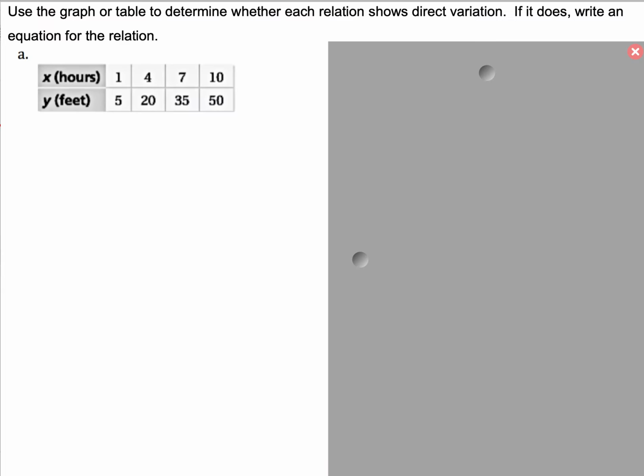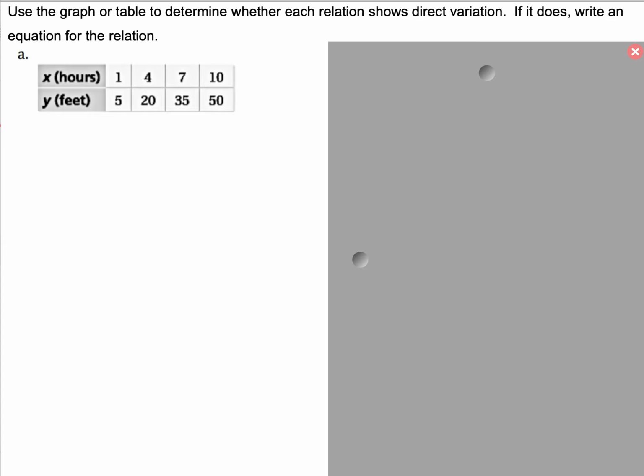Okay, let's use a graph or table to determine whether each relation shows direct variation, which means is it proportional. If it does, write the equation. All right, for proportions, gotta bring out some memories of 7th grade math.